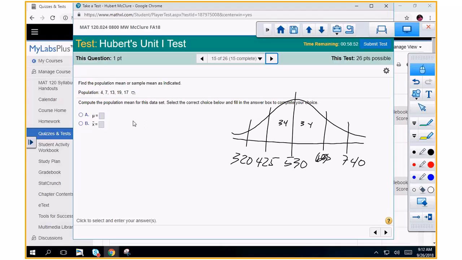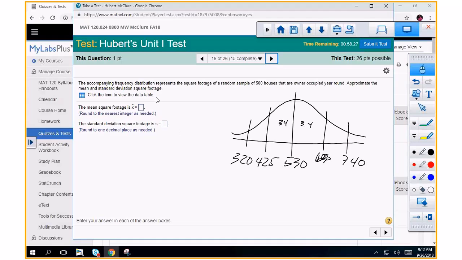Another 5. And it's asking this time, what is the population what? Where's the Greek letter? Mu. So you would pick mu. If you put the right letter, put the right number on X, it's going to mark it wrong. A nested question. 4, 7, 13, 19, 17. Make sure you make a note. Population, mu.